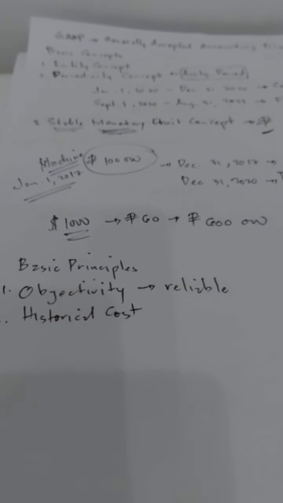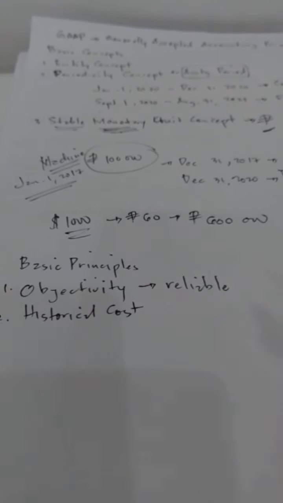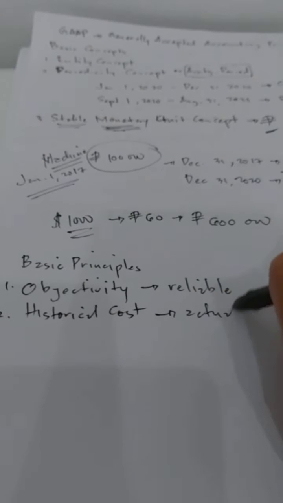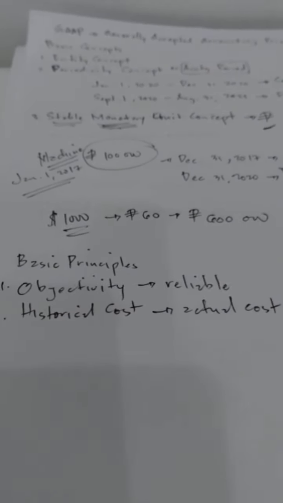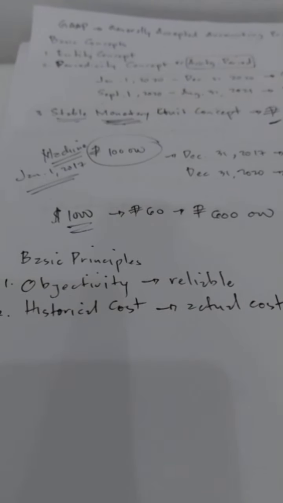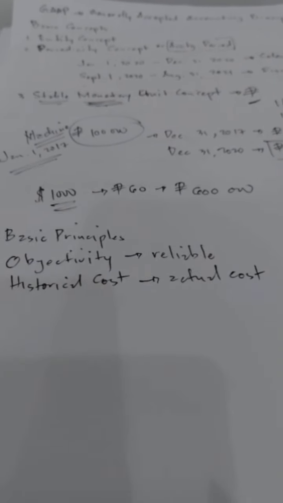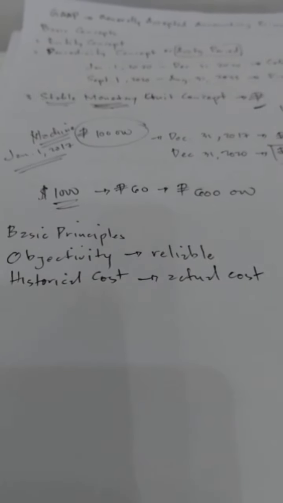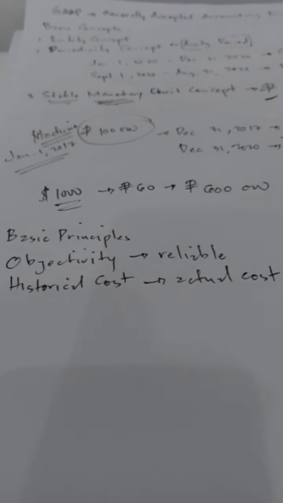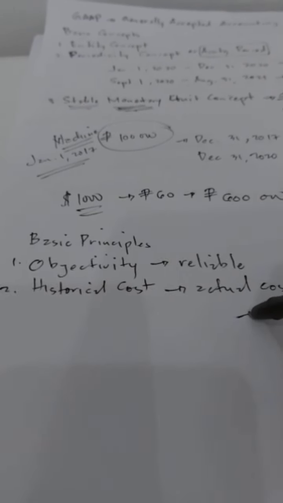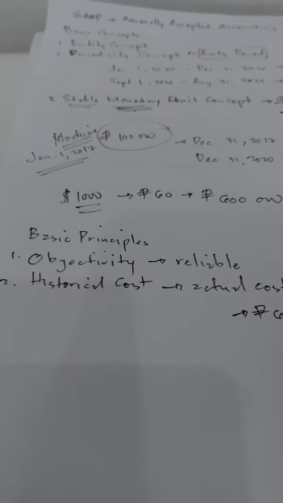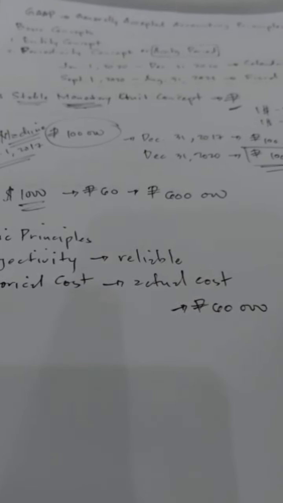Next ay historical cost. So, pag sinabi natin historical cost naman, this principle states that acquired assets should be recorded at their actual cost. So, kung magkano mo siya binili. And not at what management thinks they are worth as at reporting date. So, for example, bumili ka ng, let's say, equipment or kaya computer, binili mo siya ng 60,000.